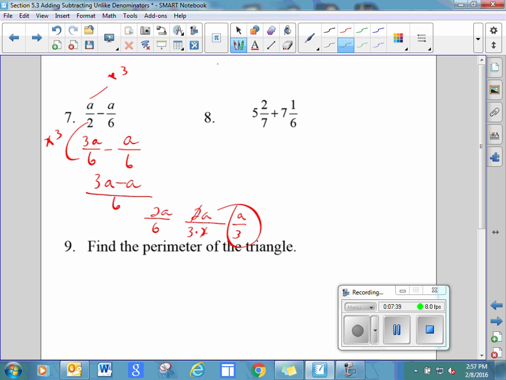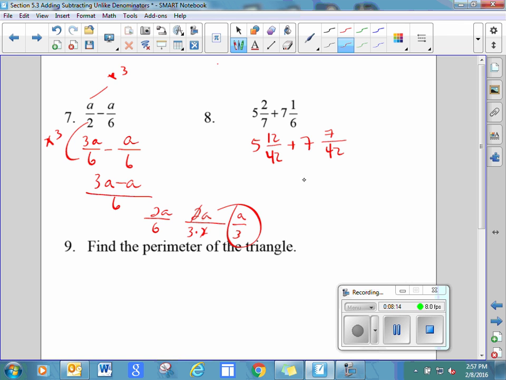Let's just do this one with mixed numbers for grins. If you can do the work with mixed numbers, it's probably just as easy to leave it with mixed numbers. So we're just asked to add these, and we need to get the fractional part with the common denominator. So the common denominator between 7 and 6 is 42. 7 times 6 is 42, so 2 times 6 is 12. 6 times 7 is 42, so 1 times 7 is 7.